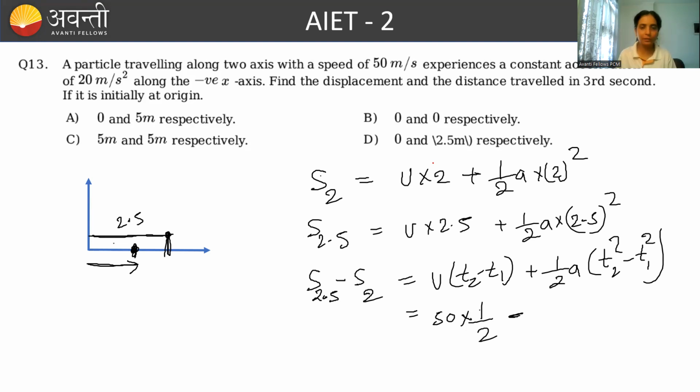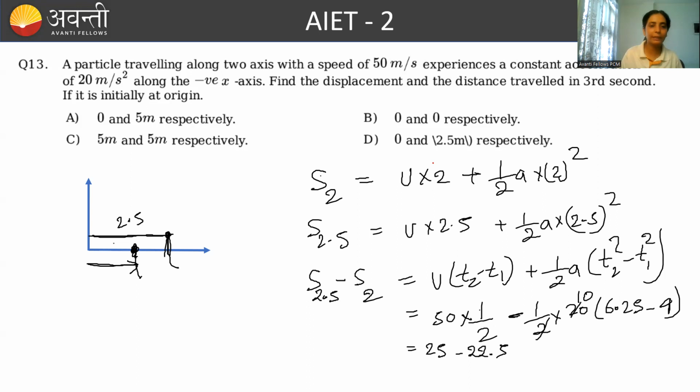Minus, because acceleration is negative, half into 20. T2 square, 2.5 square will be how much? 6.25. T1 square, that is 4. Right? So this much. Now this is equal to 10 and 6.25 minus 4 will be how much? 2.25, right? And into 10 will be how much? 22.5. So 25 minus 22.5. If you subtract these two, how much will you get? You will get 2.5. So distance covered between 2 to 2.5 seconds is how much?